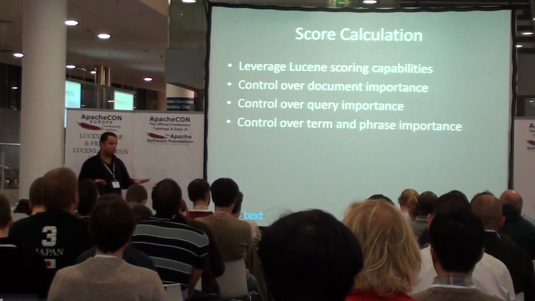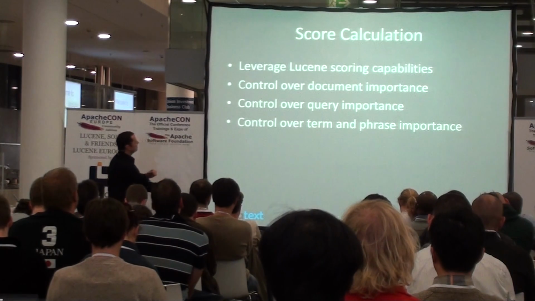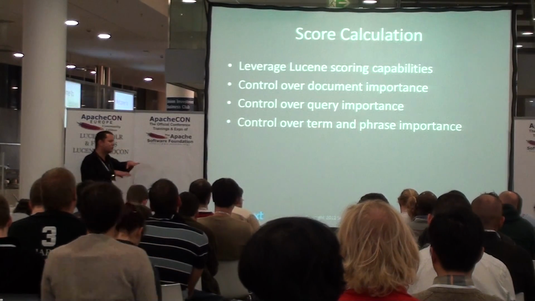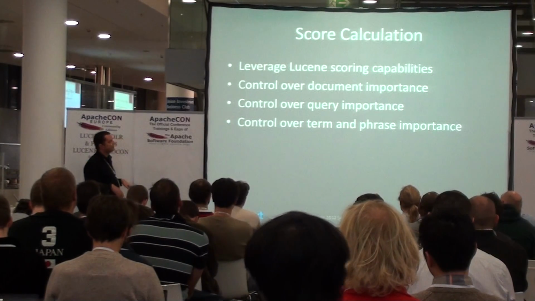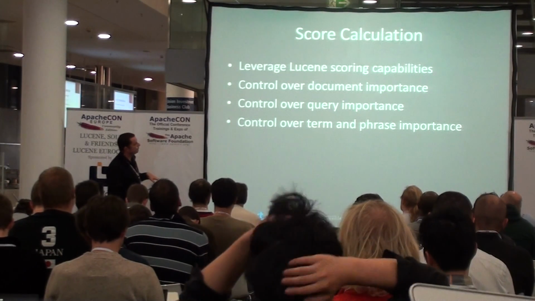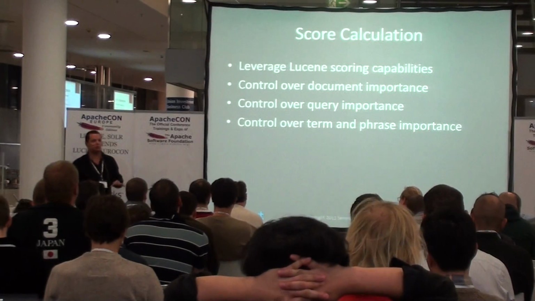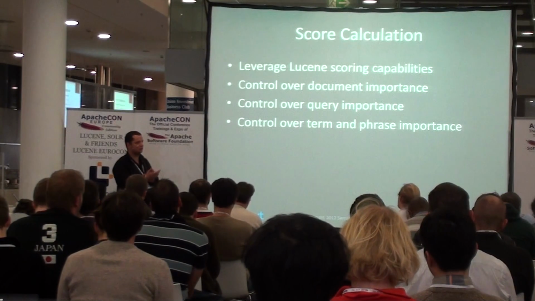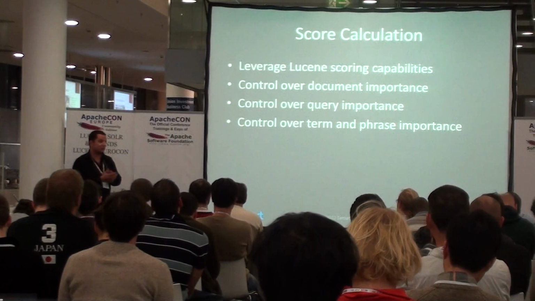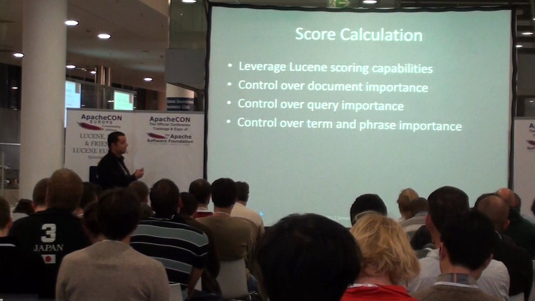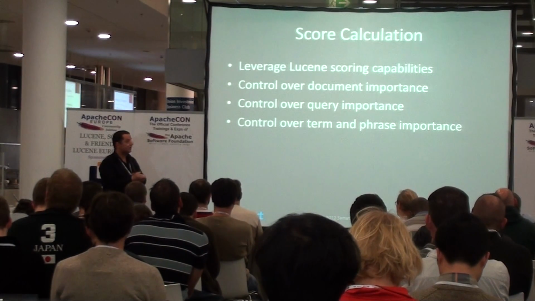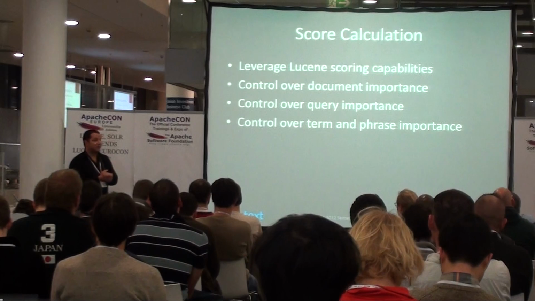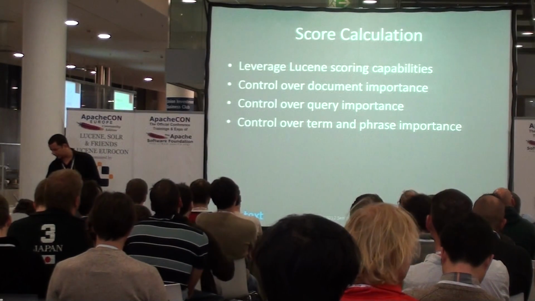Score calculation. What we are normally interested in is control over document importance, query importance, and terms and phrases importance. Of course, there are function queries and stuff like that, but let's only remember about those. And of course, the main scoring algorithms are based on Lucene similarities. Elasticsearch has only one implementation for now, because in 0.19.x we didn't have the scoring functionalities for all of Lucene, and in Apache Solr you have different and multiple Lucene similarities, and extending and writing your own takes less effort than in Elasticsearch currently.